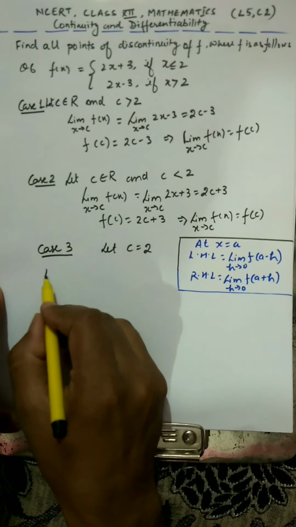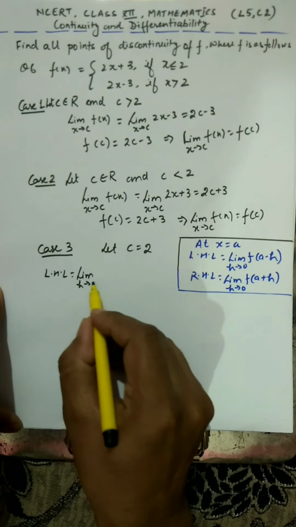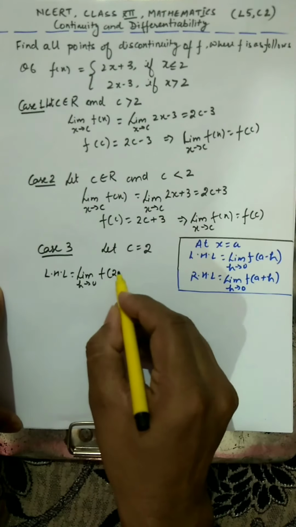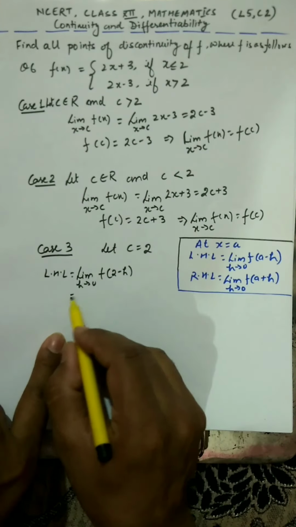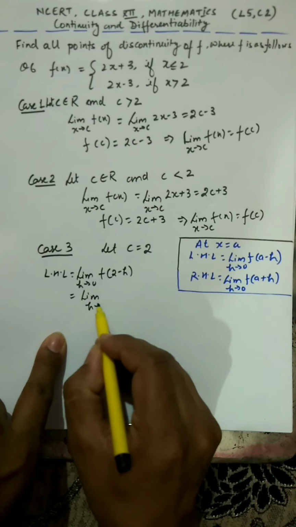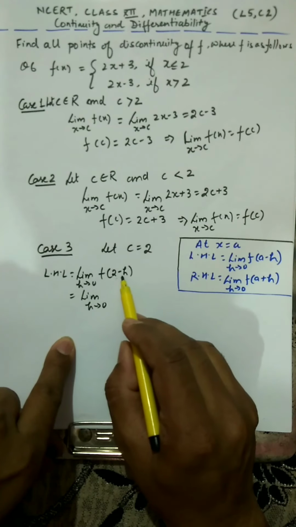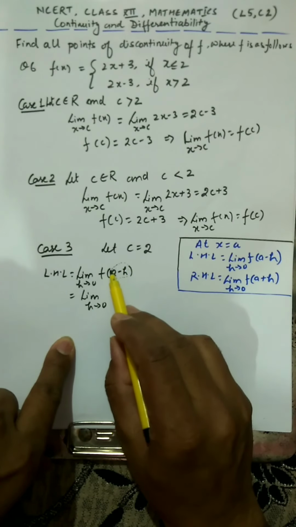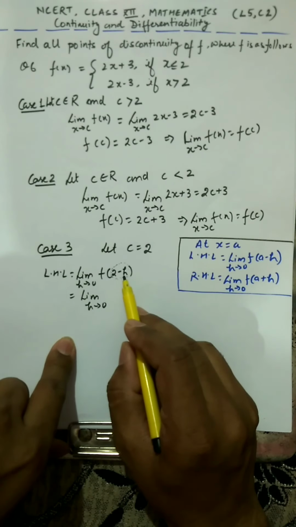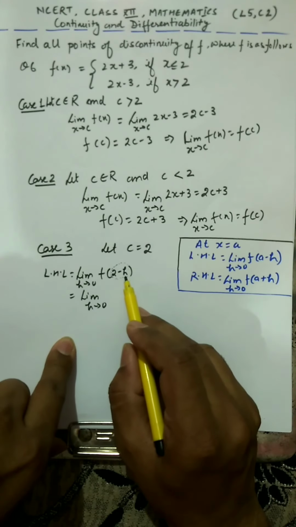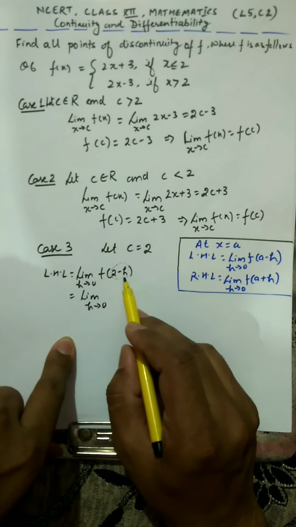So take the left hand limit, h tends to 0, f(2 minus h). Now here you have to understand a very important thing. When I'm taking h tends to 0, f(2 minus h), remember, this which I am circling is your x for the time being, and this x value is less than 2 because h is a positive value. So 2 minus h will be a value of x which is less than 2.